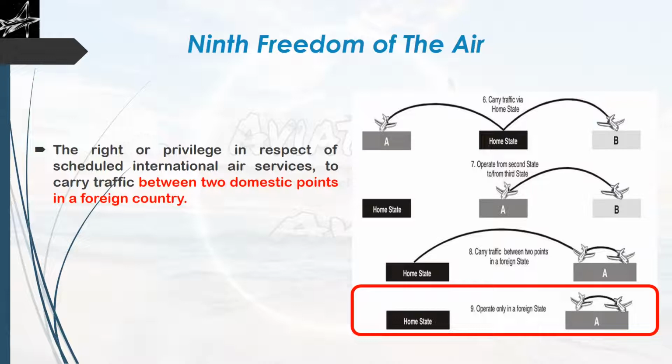The last freedom of air is the ninth freedom of air, which grants the right or privilege in respect of scheduled international air services to carry traffic between two domestic points in a foreign country. Let us understand this with this image here. The airline that is registered in the home state is carrying out domestic operations in country A. This is also known as full cabotage privilege. Here you must have observed that all the freedoms of air are only for scheduled international air services and not for chartered operations or for non-scheduled movements.